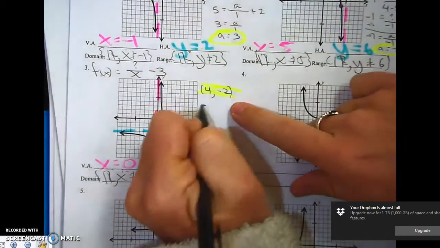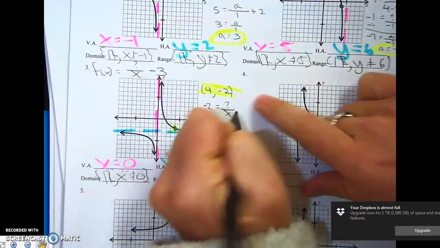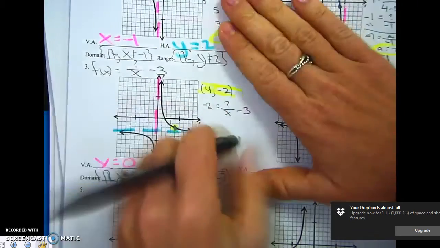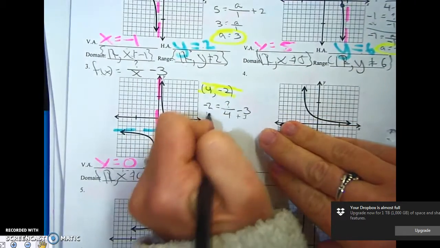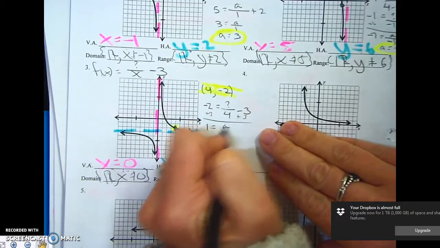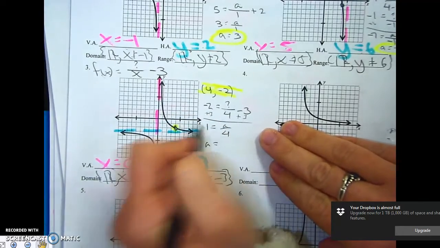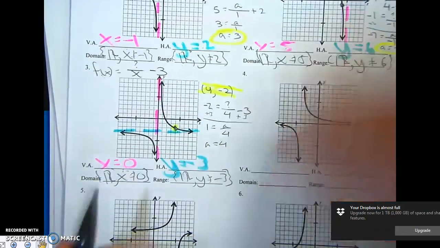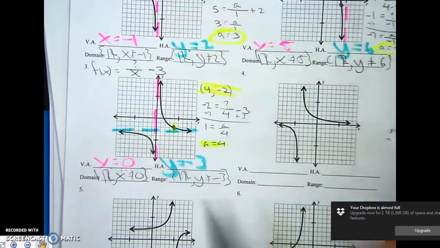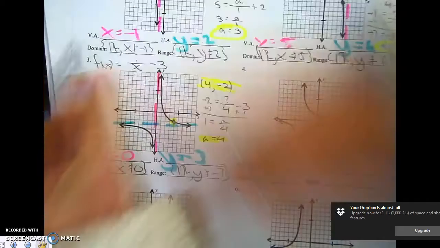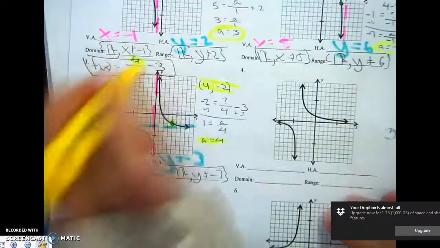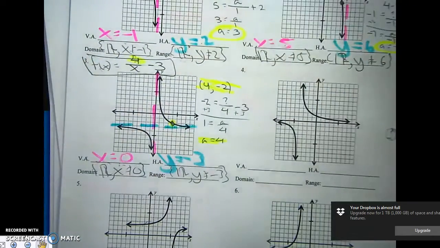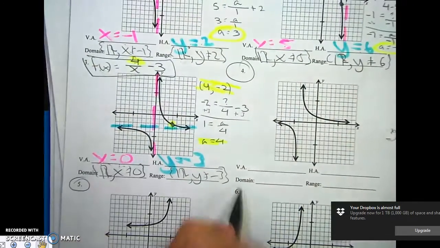So my y is -2 equals question mark over x minus 3. Oops. My x is 4. Add 3 to both sides. 1 equals a over 4. Multiply both sides by 4. A equals 4. So I got my a. Boom. My a goes right there. There's my equation, just so you can see how I got it. Your additional homework is to do numbers 4, 5, and 6.